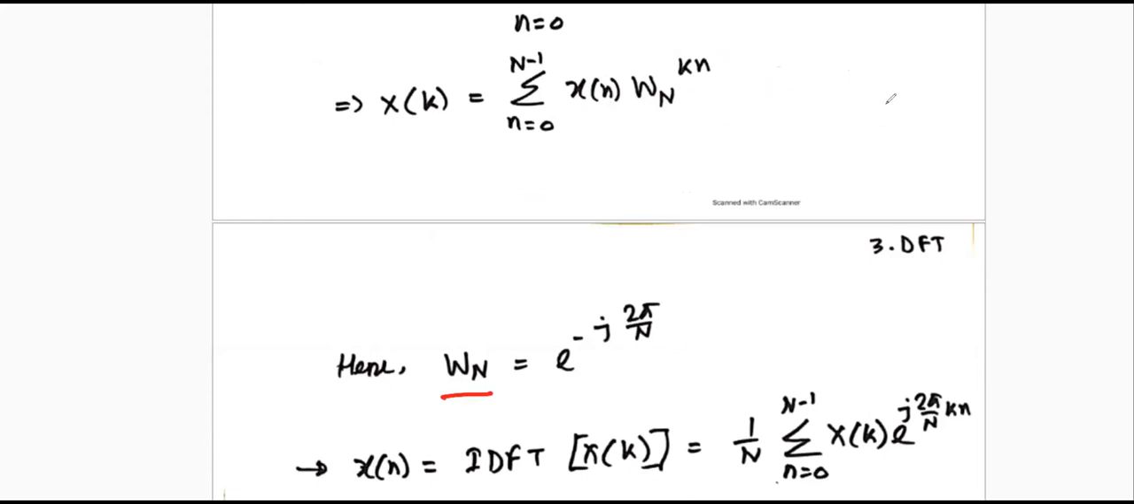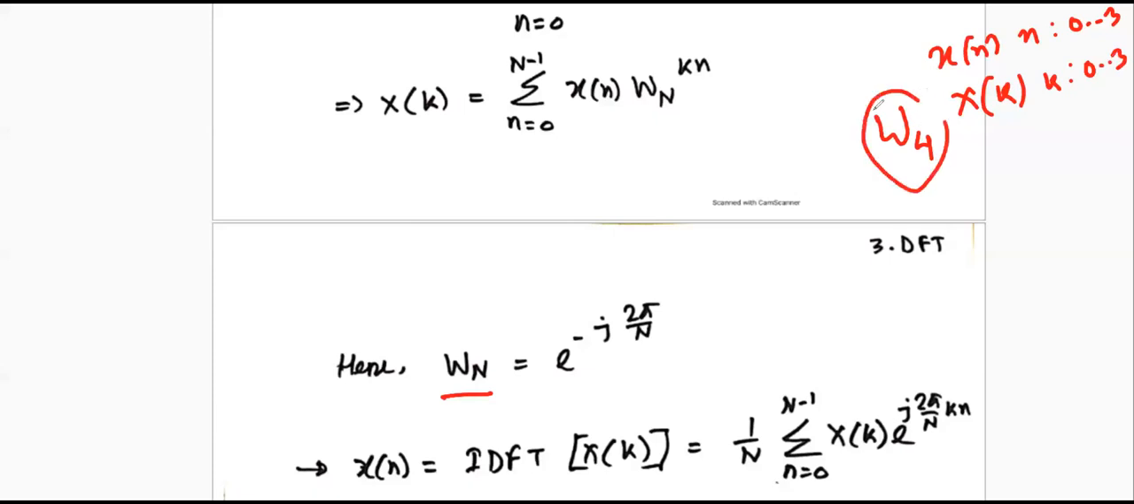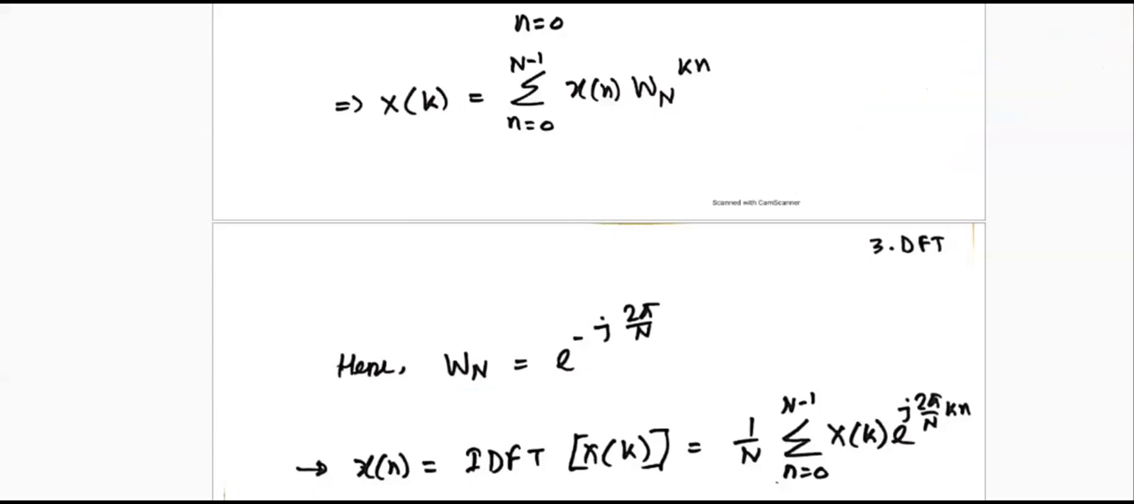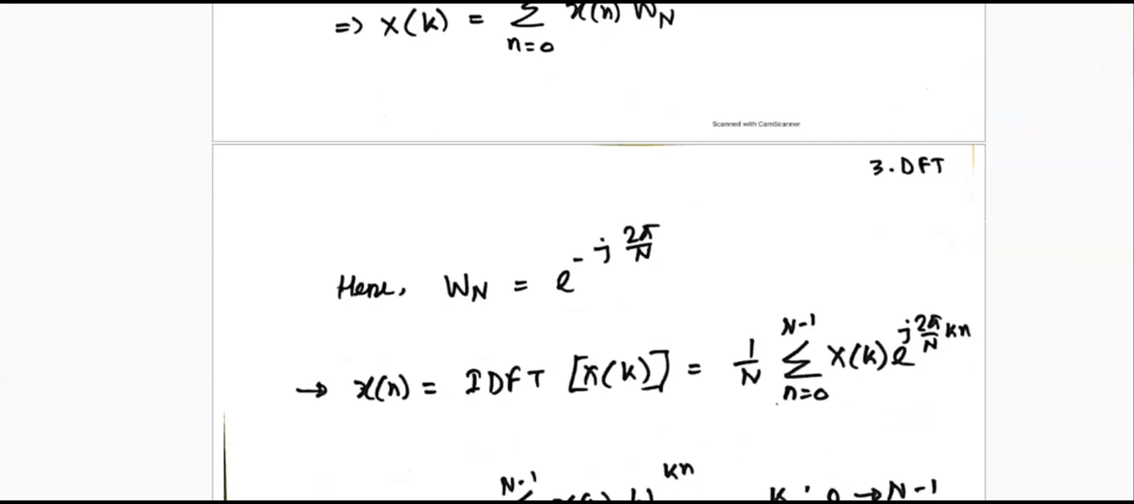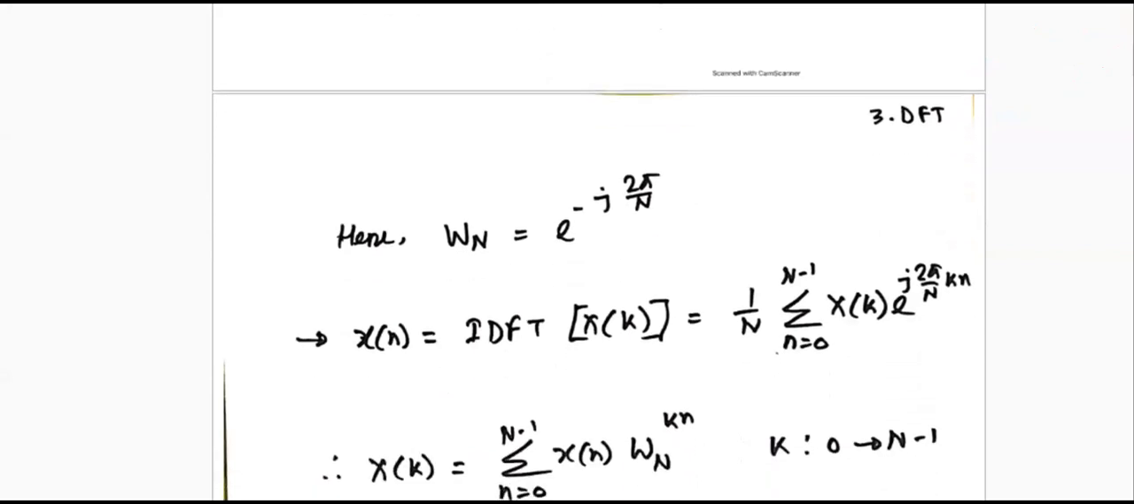So if I put a W4, that means how many samples are you taking? You are taking 4 samples from xn, and you have the k value. k is also from 0 to 3, and n is also from 0 to 3. So what does it mean by W4? You have a total of 4 samples.